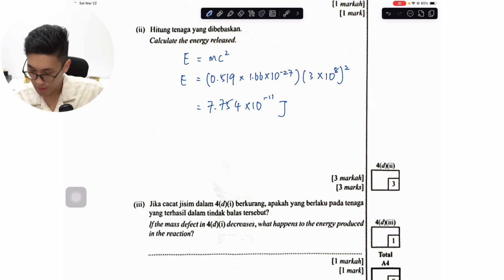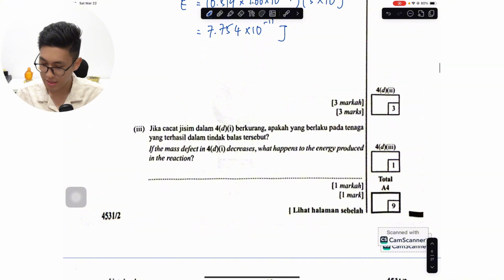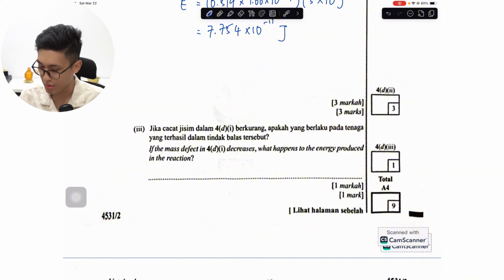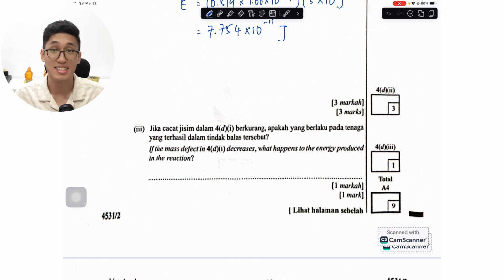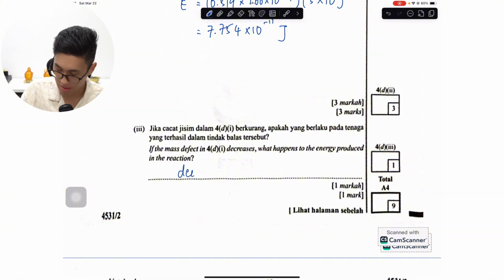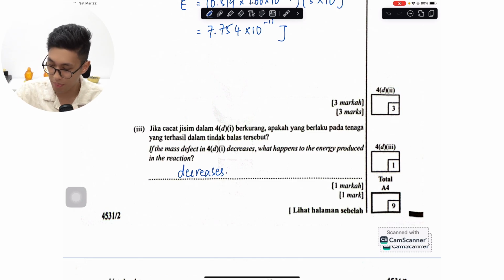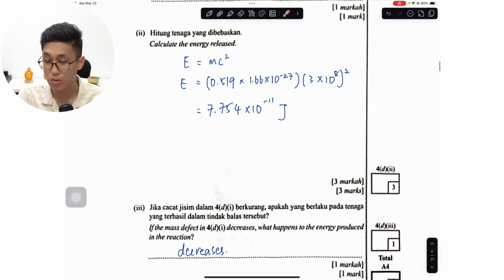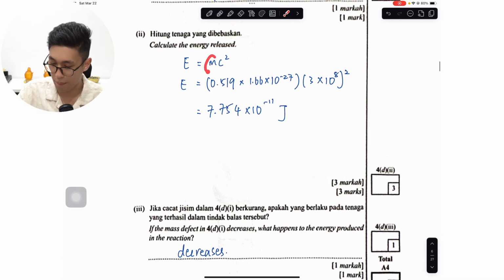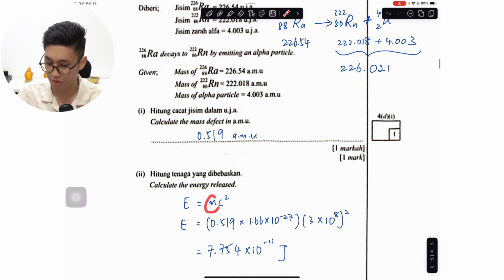Okay, next question. If the mass defect in 4D1 decreases, what happens to the energy produced in the reaction? Okay, I think this is pretty obvious, right? I told you just now. The mass defect is used to turn into energy. So if the mass defect decreases, the energy produced decreases as well, right? Energy produced decreases. Okay? So it's actually pretty simple to get the energy of a nuclear reaction. Yeah, just remember that your mass must be in kilograms, okay, instead of AMU.